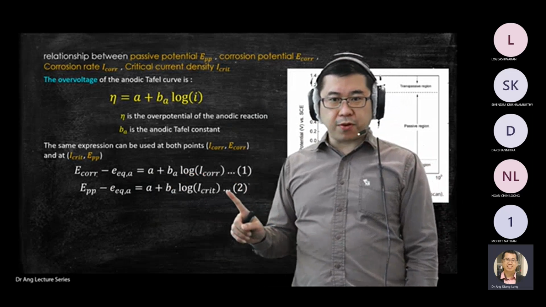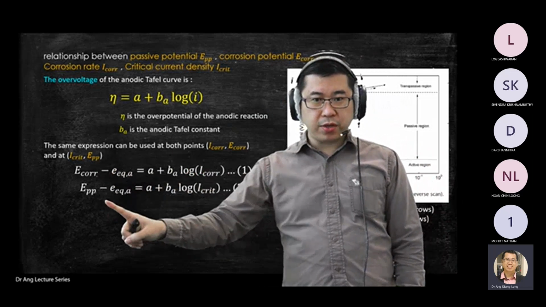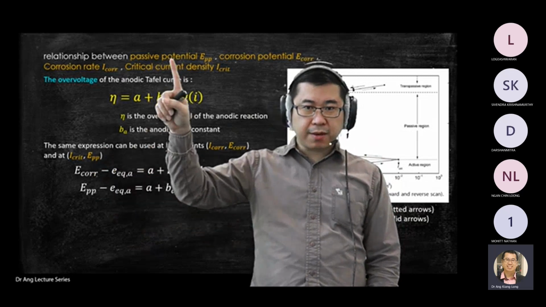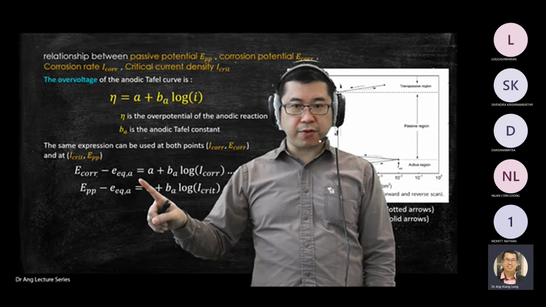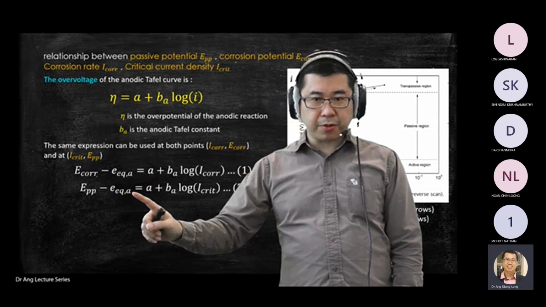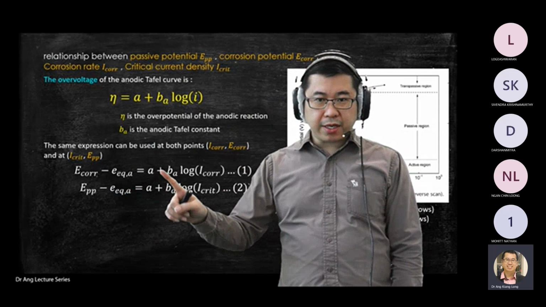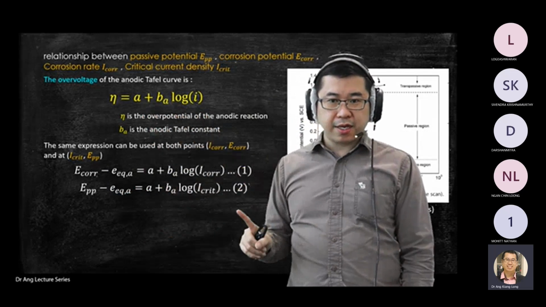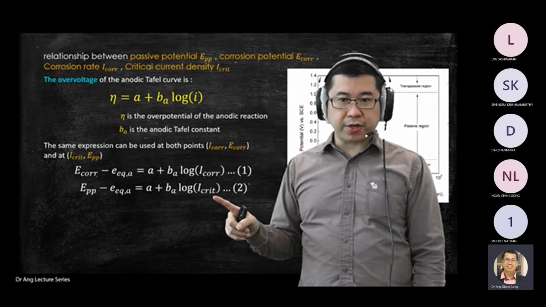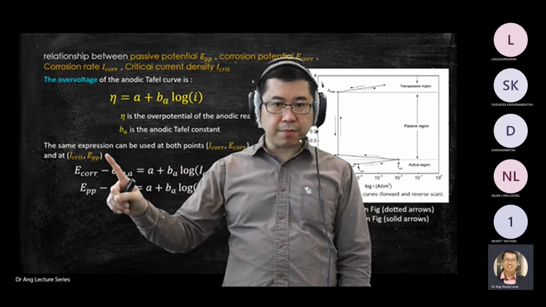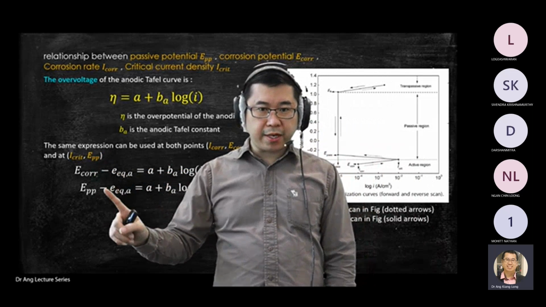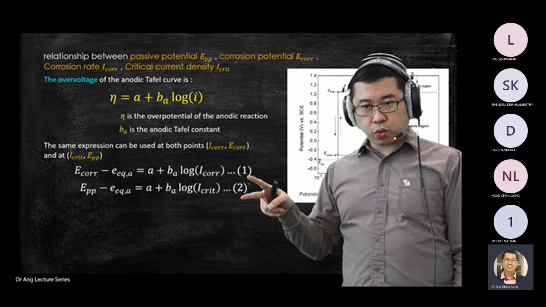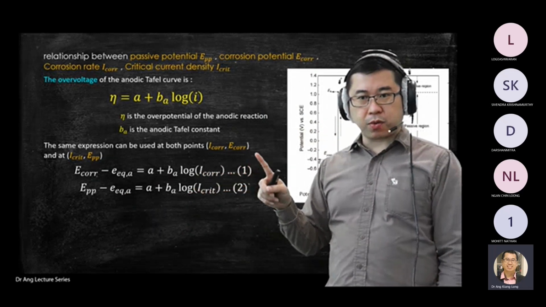You do the same for the second point, where you substitute the next one: you take the passive potential minus the equivalent of the A standard potential. And then A, you continue to use. B, you continue to use. Log I here, you use the I critical. You combine the point, the second equation. So you have two points here, two equations here, 1 and 2.